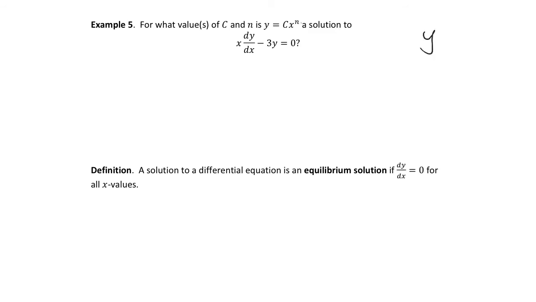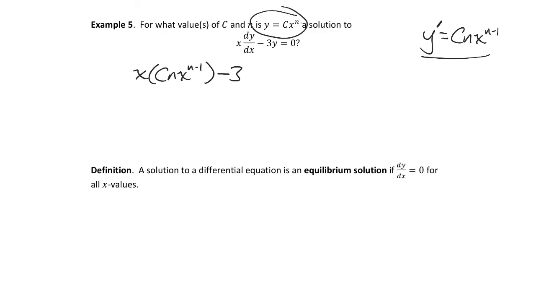Well, because it's c times x to the n, the derivative will be cn x to the n minus 1. Let's put this into the equation. It's supposed to be equal to 0, so x times the derivative, which is c times n x to the n minus 1, minus 3 times y. Oh, well, oops, that should be y prime over here. Y is equal to c times x to the n.